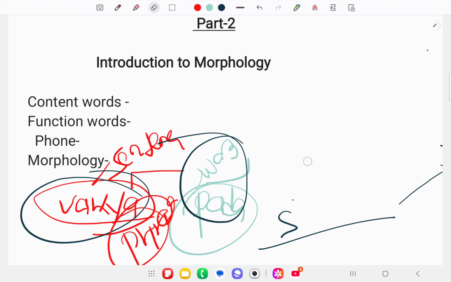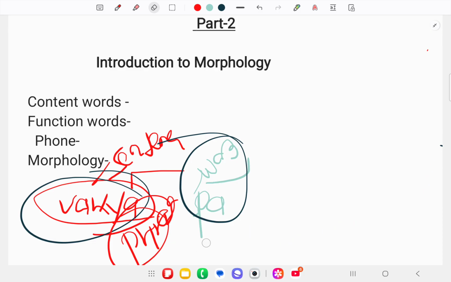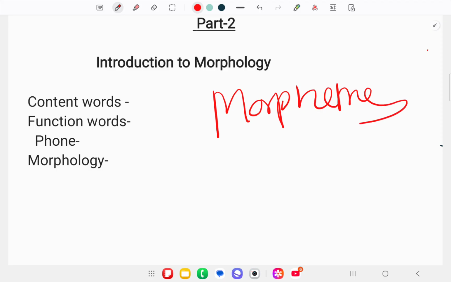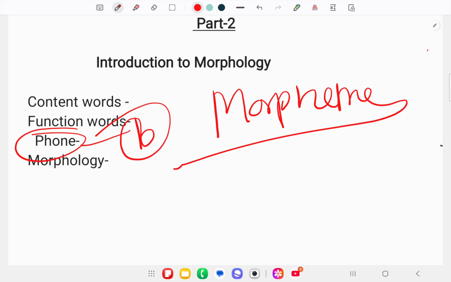What is a morpheme? Before morpheme we have a point, that is the phone. What is a phone? A phone is the minimal form that cannot be decomposed. Like if you write the b sound, it cannot be decomposed, and this is known as a phone. Now when do we talk about the morpheme? A morpheme is the minimal unit of meaning.